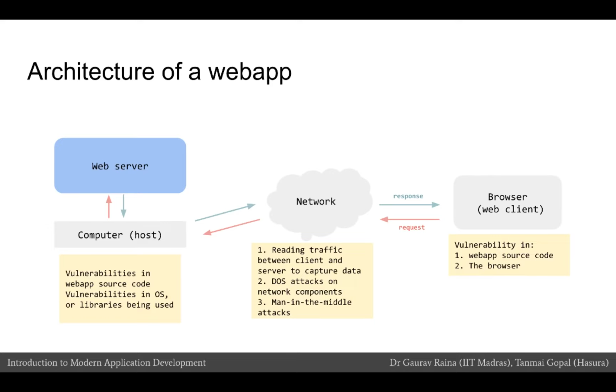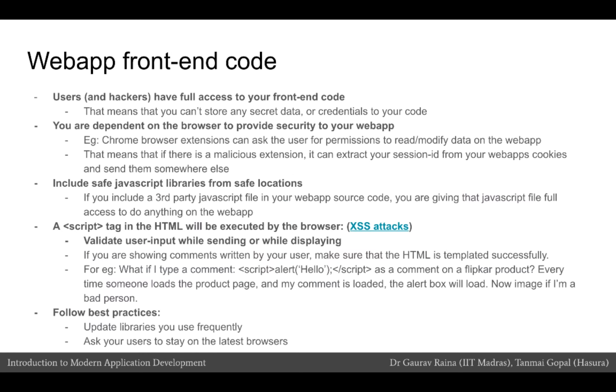And our objective is to try to understand what are the common things that go wrong and how we can prevent those common things from going wrong when we think about security. So first, let's talk about the front-end code and let's make some fundamental concepts clear so that we understand where security vulnerabilities can come from.